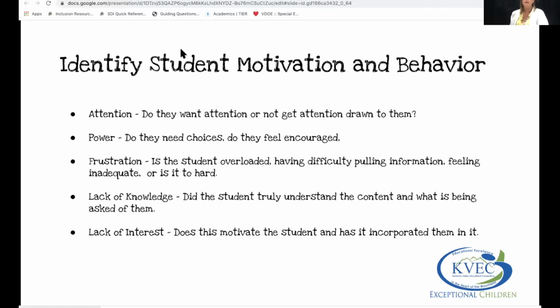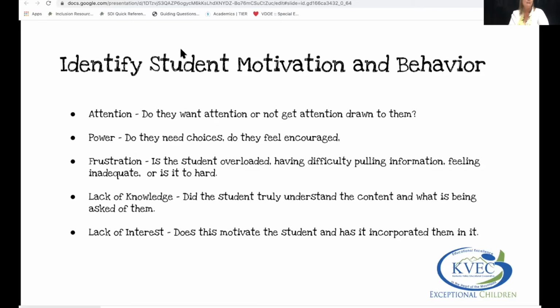Are they not getting attention drawn to them? For some kids, they don't want your attention. They want to be left alone. They want it to be quiet. They don't want you to know things. So not getting attention drawn to them may be another reason why. For some kids, they don't want others to know that they don't understand something. So they act out or they avoid.